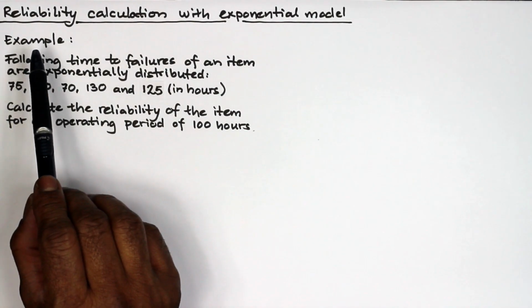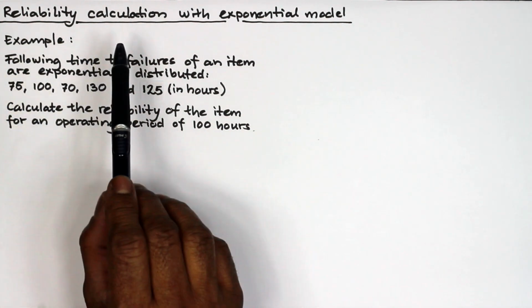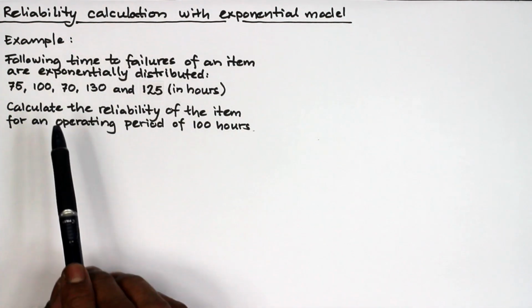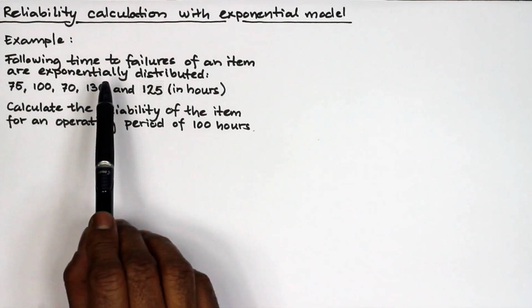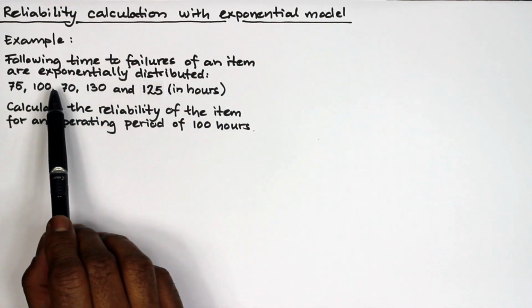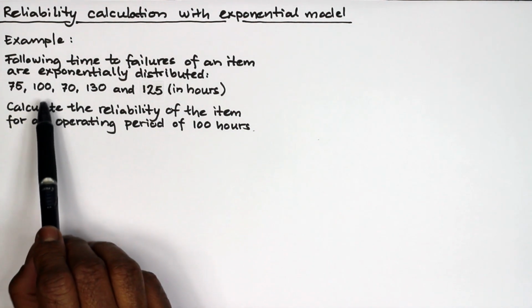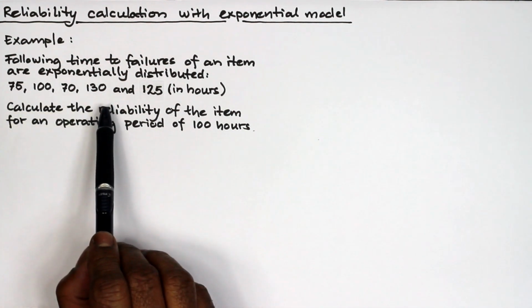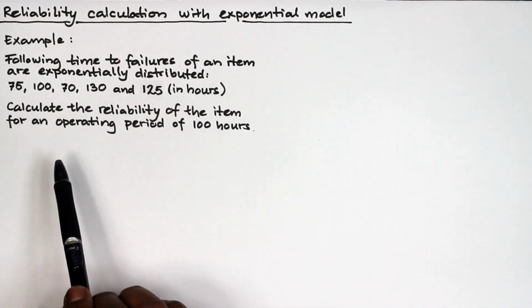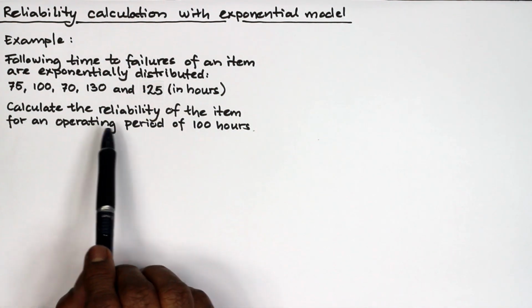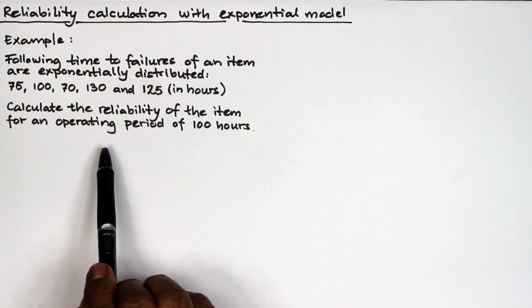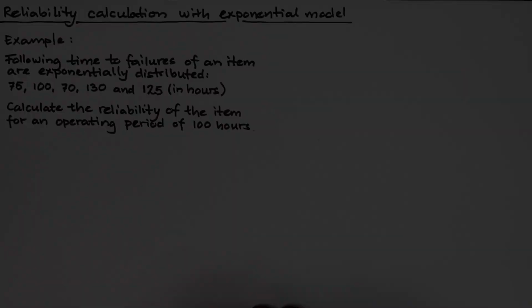Now I'm going to demonstrate reliability calculation with an exponential model example. The following times to failure of an item are exponentially distributed: 75 hours, 100 hours, 70 hours, 130 and 125 hours. Our task is to calculate the reliability of the item for an operating period of 100 hours.